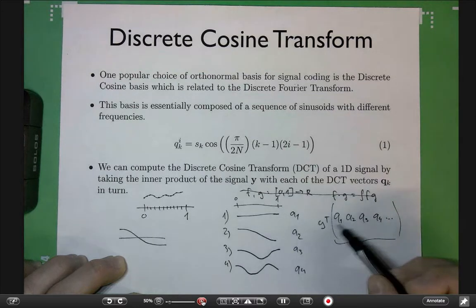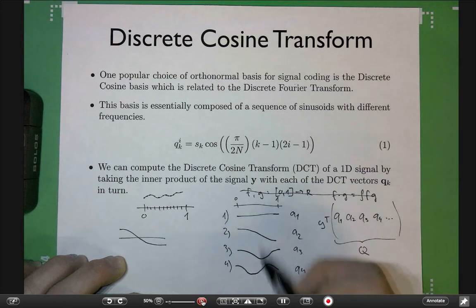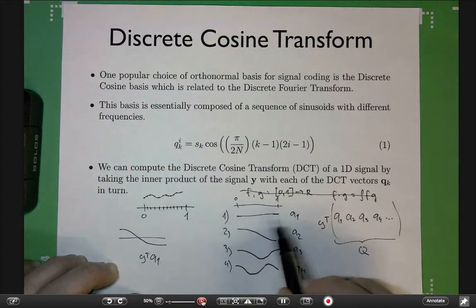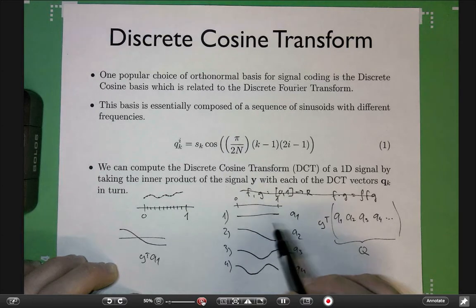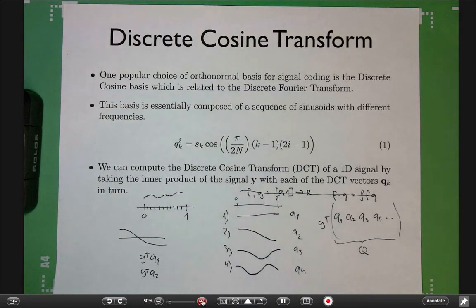So the dot product is essentially like projecting the vector Y into all of these components. In other words, Y to Q1 tells me how much of a constant gain is there, right? Y to Q2 tells me how much of this wave will be there. Yeah, it's sort of like, how would I explain that? This is sort of like the geometric interpretation of the dot product, right?